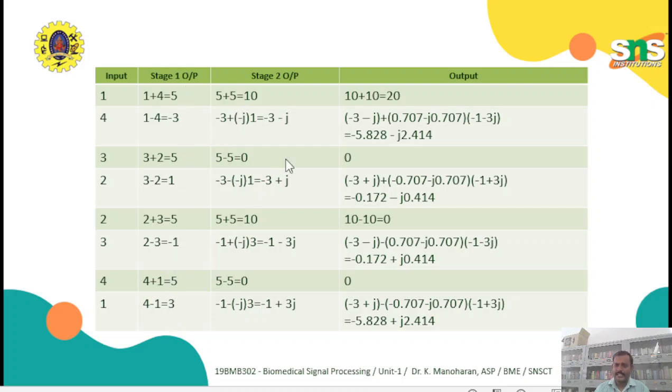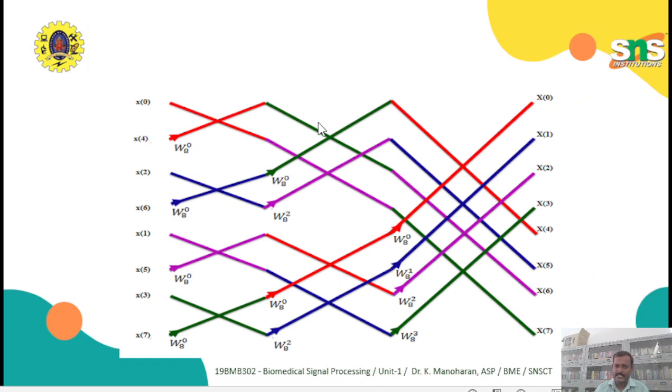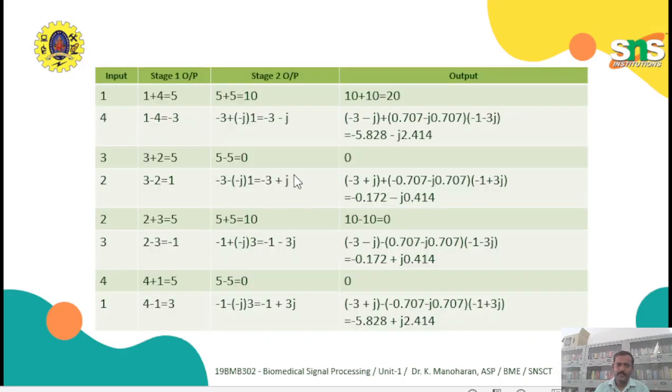Now come to the second stage. Look at this, this is the second stage. We need to consider the first input and the third input. The third input should be multiplied with the twiddle factor, and that value should be added for the uplift and then subtracted for the downlift. Look at this. We need to consider these two values. One value is 5 and the other value is also 5.